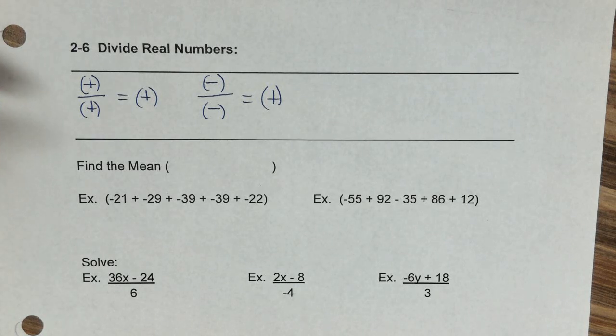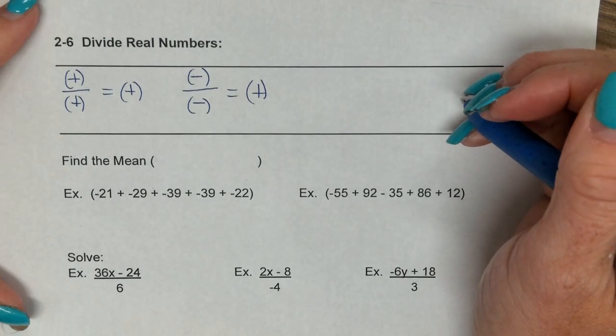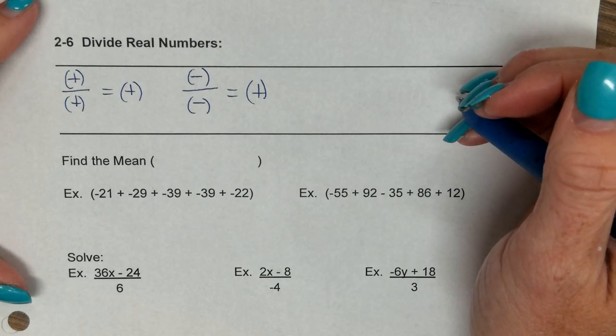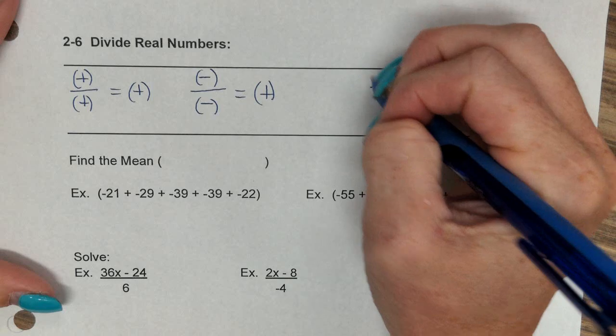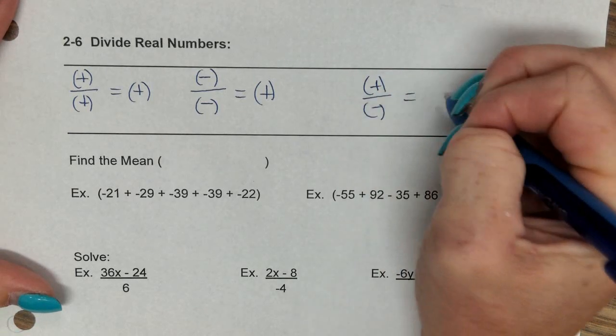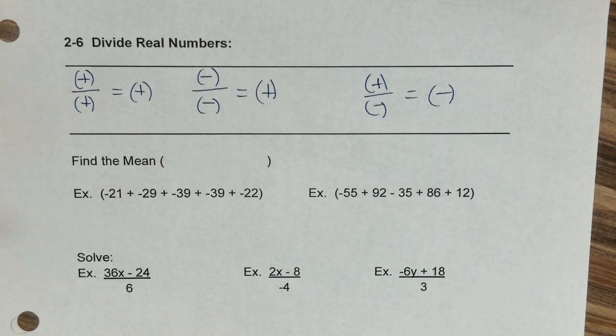How do you get a negative? Yes, so two opposite signs. It doesn't matter which one's on top or which one's on bottom. That is the way to get a negative. And then we talked about this the other day. If it's a really long problem, you can count the negatives. If they're even, you're going to get a positive answer. If they're odd, like 1, 3, 5, 7, like if there's 5 negatives, then the answer will be negative.